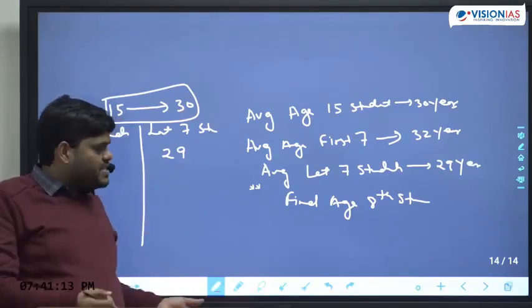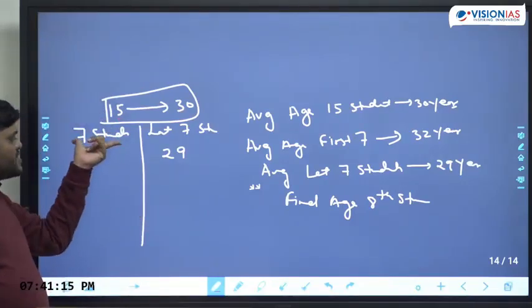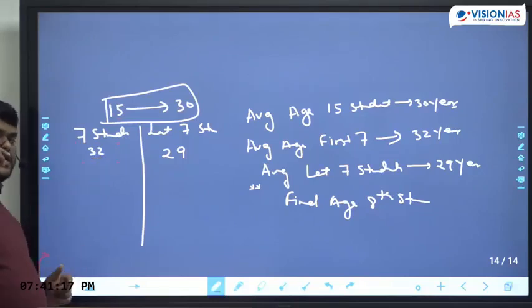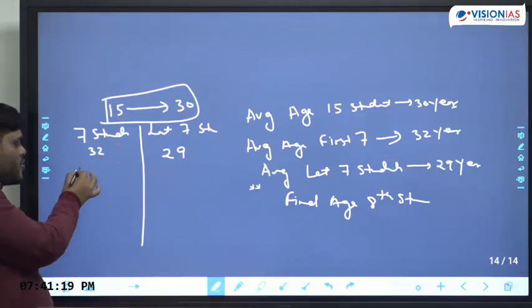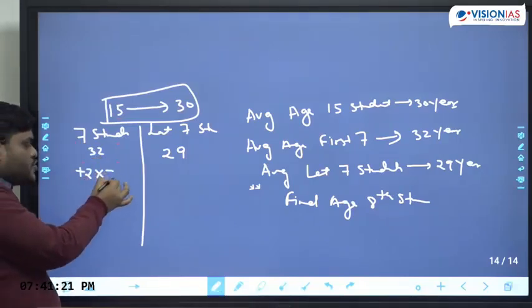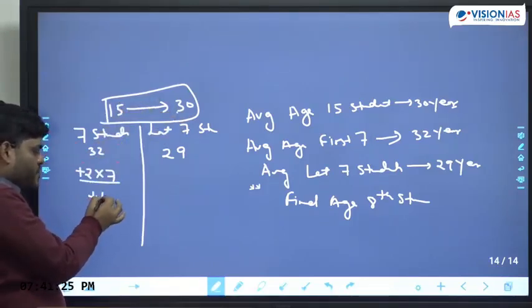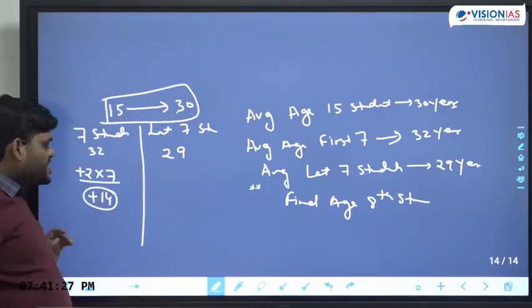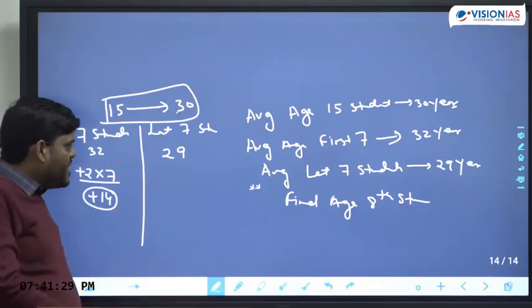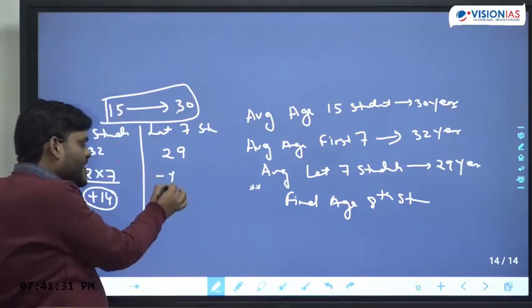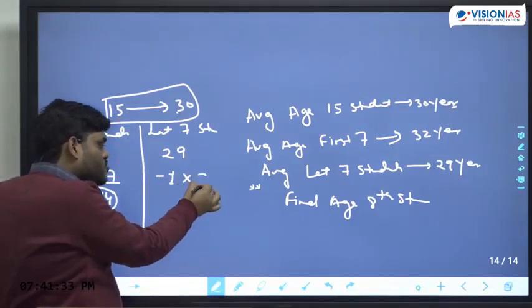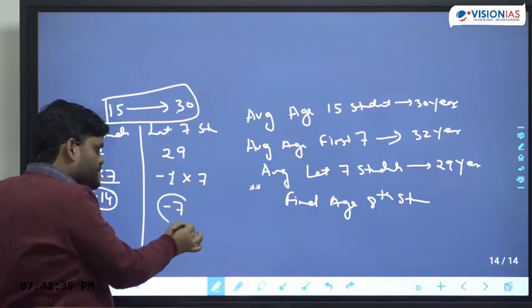And what are the discrepancies? It is given that the first seven have 32. That means each person has 2 extra, or not? Each person has 2 extra value apart from this. So 7 persons have plus 14 extra, or not? 7 persons have plus 14 extra. Here each person has 1 less. So 7 persons have 7 less.